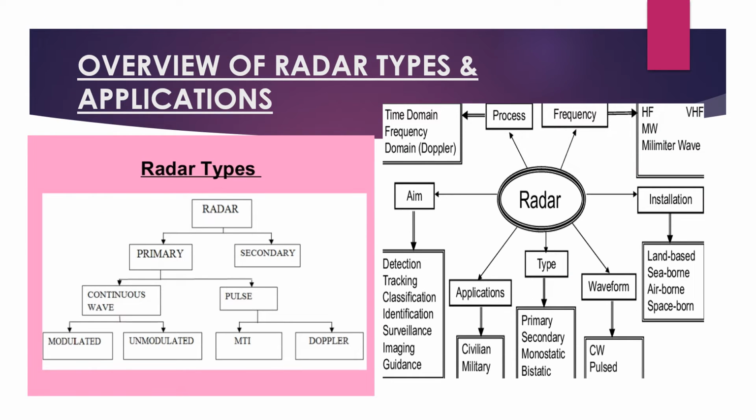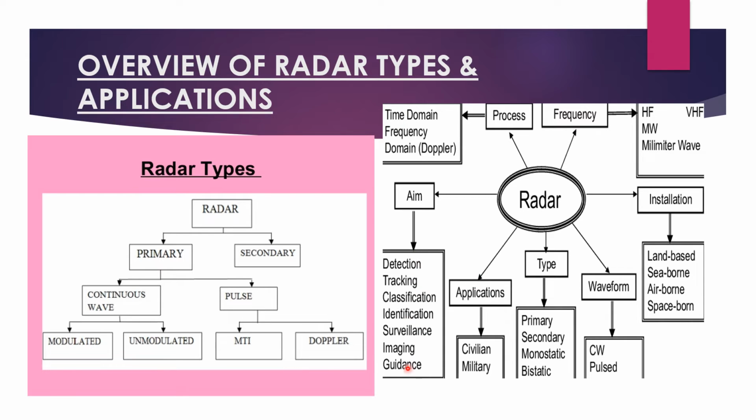Overview of radar types and its applications. Here there are two types of radars basically, primary and secondary. We will focus more on primary radars. Primary radars are of two types, continuous wave and pulse. Continuous wave is divided into two types, modulated and unmodulated, and pulse radar is MTI and Doppler. MTI radar is moving target indication radar, and Doppler radar is based on the shift in the Doppler frequency.